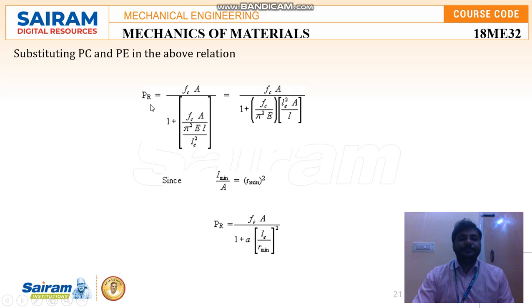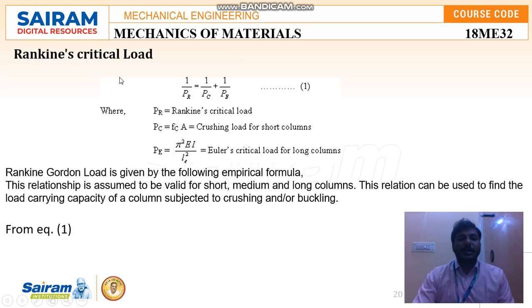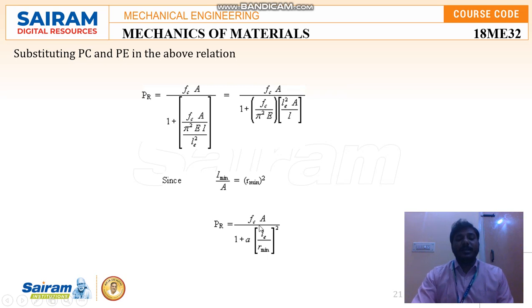So now Rankine's critical load equation, PR, becomes Fc into A, where Fc is the crushing or buckling load for a short column, divided by 1 plus alpha into Le by r, whole square. This is the equation we are going to use to find Rankine's critical load. Based on this condition only, we can find it.